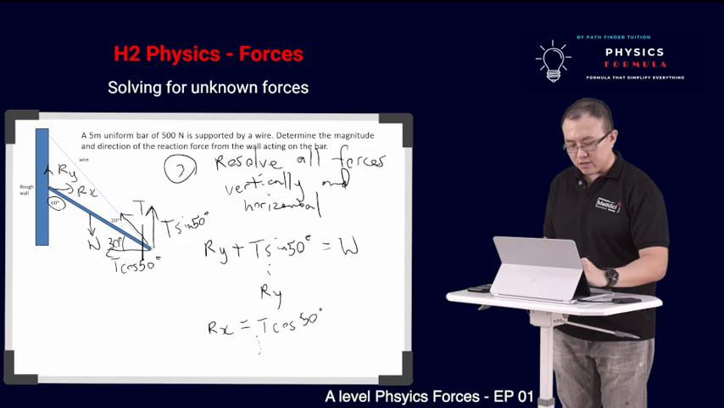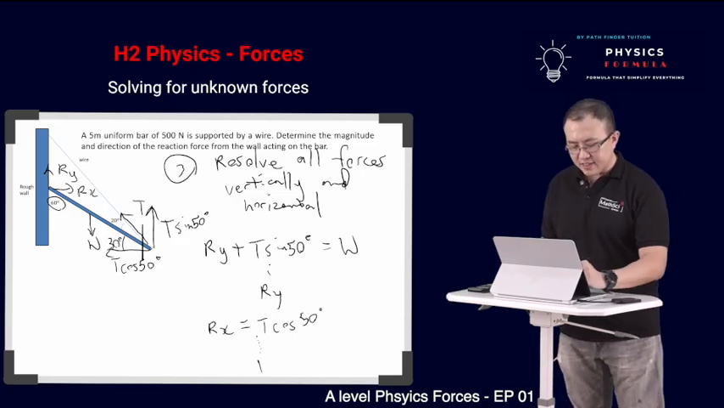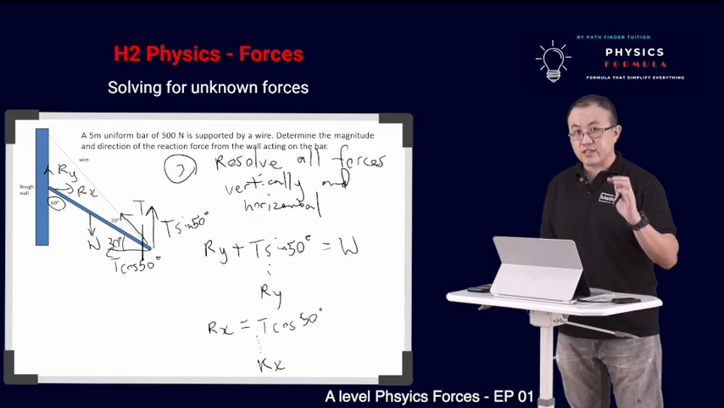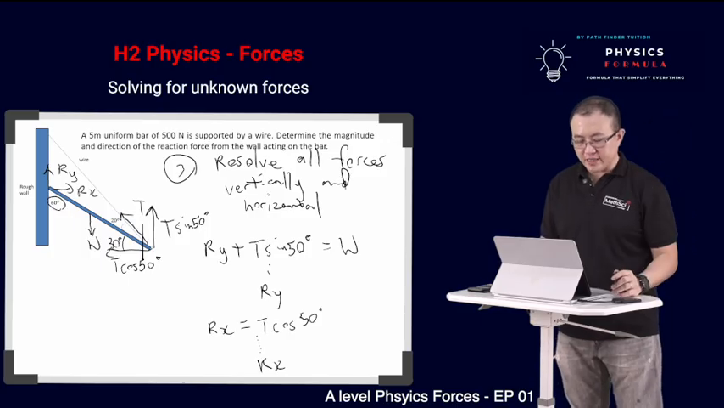Then you find your Rx. So Rx, Ry both found already. Let's say they are actually in the positive direction, so they are up and right. I did not make a mistake.